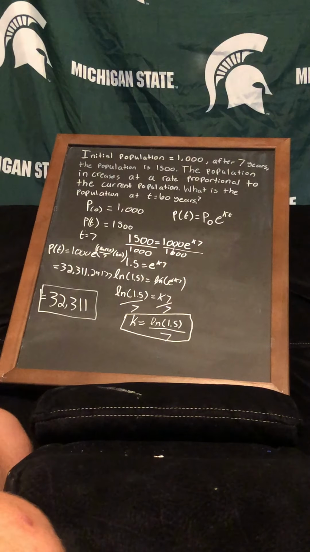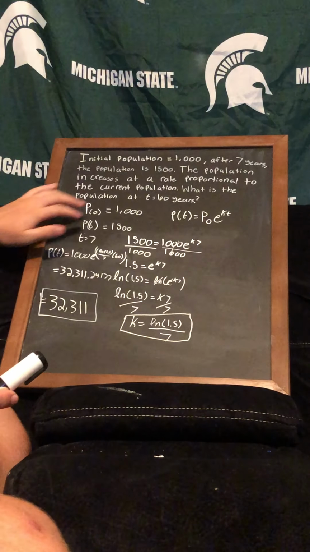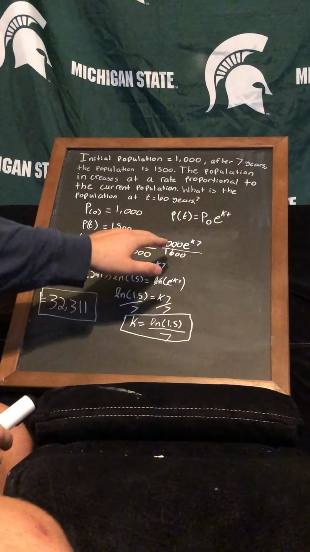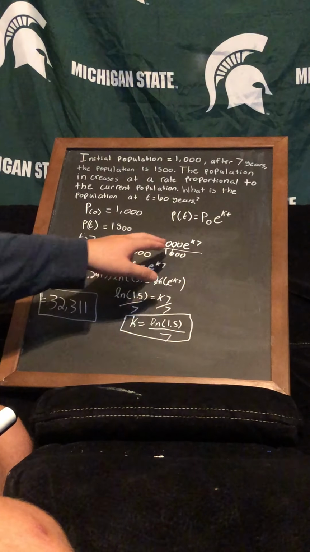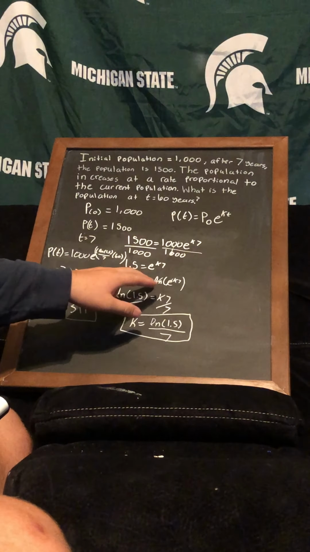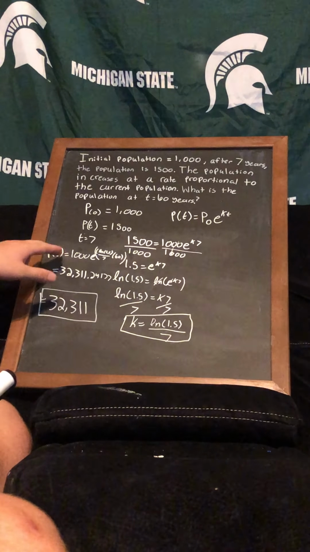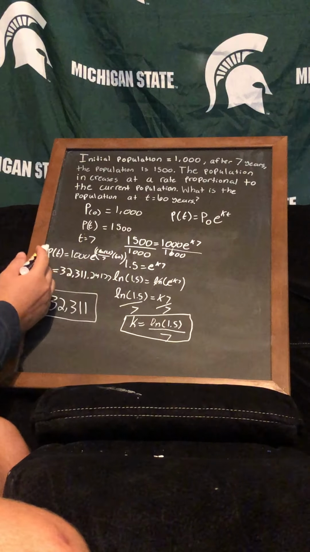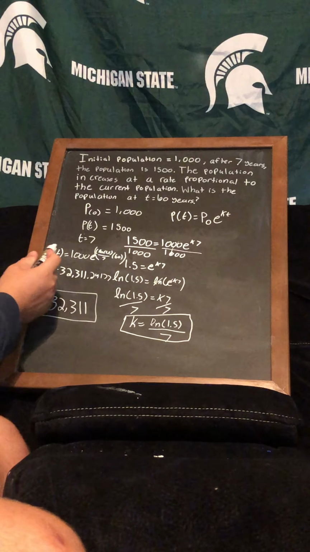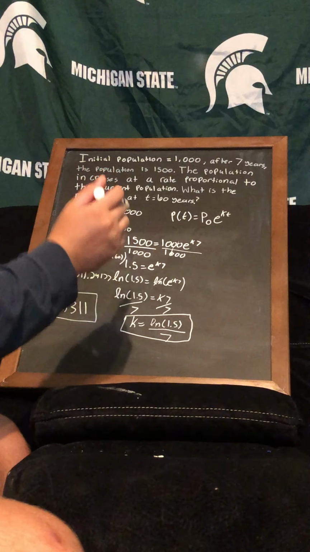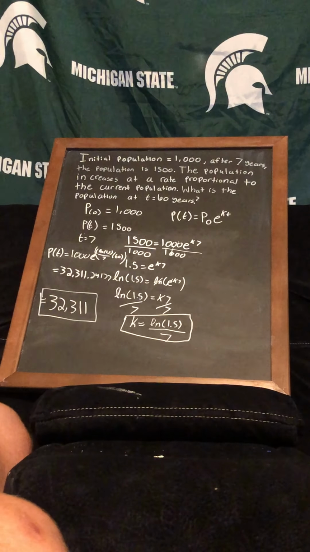Okay, so just for a little review, we had our knowns here. We knew that we had to find k, the relative growth rate. We took the natural log of both sides once we simplified the formula. That's how you got ln of 1.5 over 7 equals k. And then from there, you plug that into the equation, right? So P of t equals 1000 e raised to the power of ln 1.5 over 7 times 60, and that's how you got your answer.